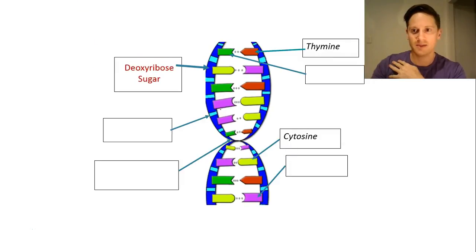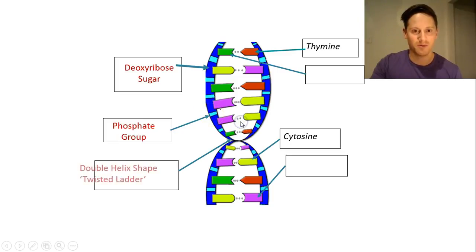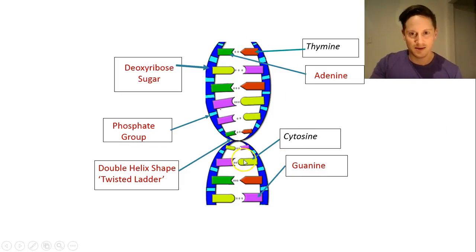See if you can fill out the rest of the labels for this molecule. Try and pause the video and see if you're happy to fill in the blanks. Hopefully you had a go yourself. So we're referring to a phosphate group here. We're referring to a double helix for the shape of the molecule. Adenine, because adenine connects with thymine, Tim Allen, and the purple one is guanine because it connects with the yellow, which is cytosine.